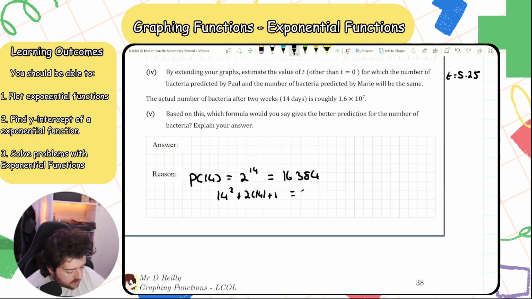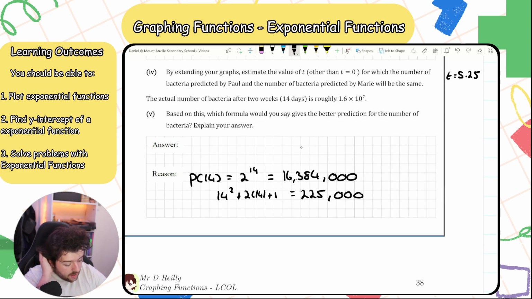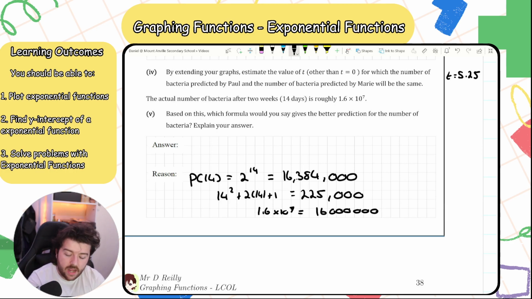You're going to get 225. Remember, this is in thousands. So it's actually 16,384 thousands, so add the 3 zeros, and then Marie's is 225,000. So who's more accurate? Well, 1.6 times 10 to the 7 is equal to 16,000,000. So which one's more accurate? Paul. Paul is more accurate, right? So the answer is Paul. Paul has the most accurate one.